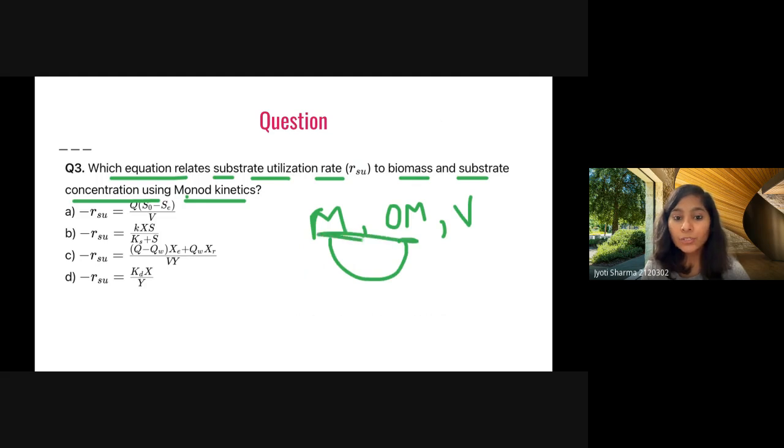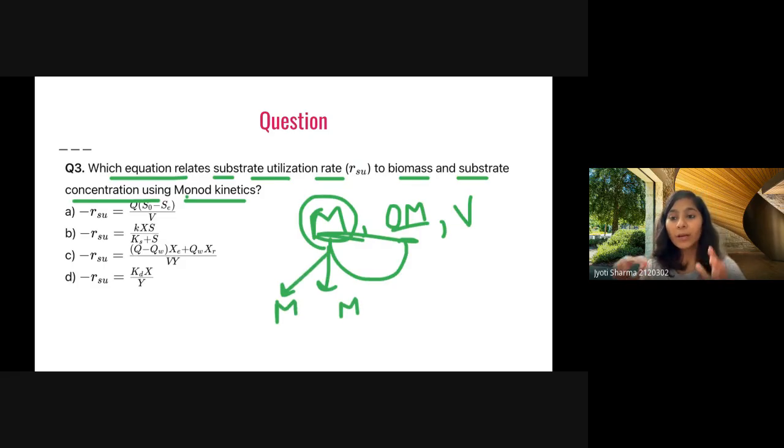So how much of this organic matter we have, then how much of these microbes will take this organic matter, then based on that what will be the growth of microorganism, what will be the decay rate of your microorganism. This will come under one equation, and that equation is known as the Monod kinetics equation. And you have to tell me which one is the right equation.